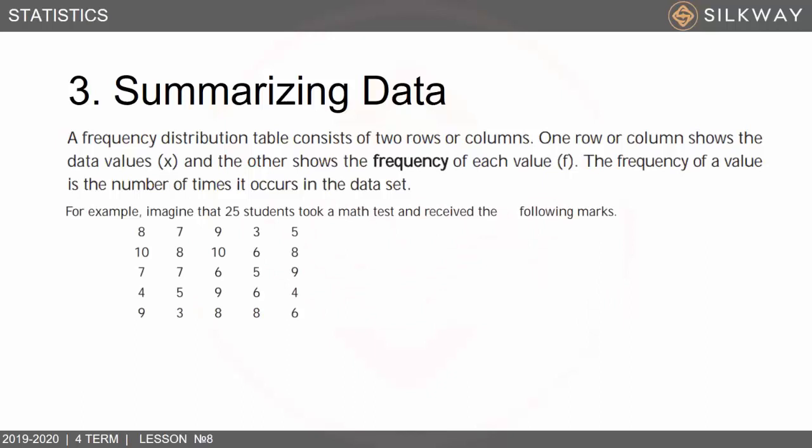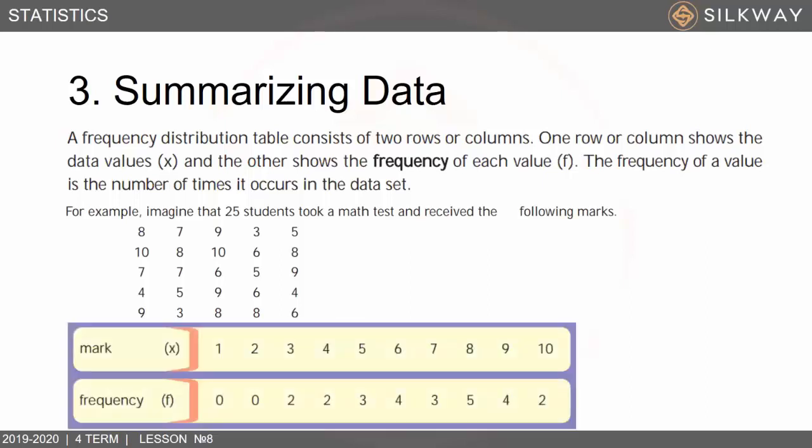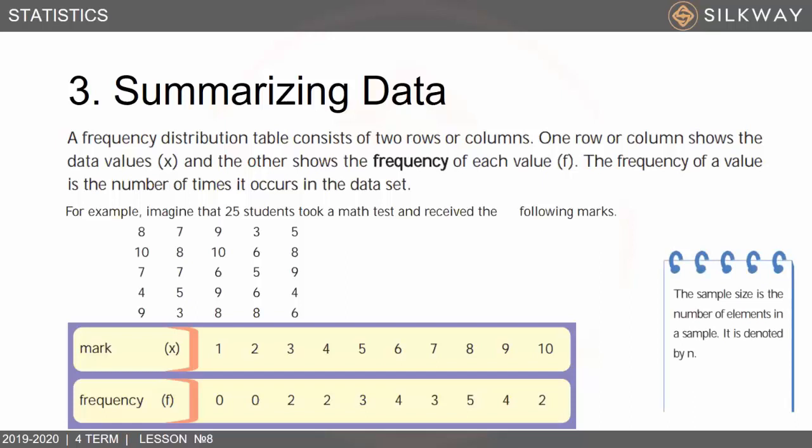For example, imagine that 25 students took a math test and received the following marks. The following table shows the frequency distribution of these marks. It is a frequency distribution table. We can see from the table that the frequency of 7 is 3 and the frequency of 8 is 5. The sum of the frequencies is equal to the total number of marks, 25. The number of students who took the test is called the sample size, n. In this example, the sample size is 25. The sum of the frequencies and the sample size are the same.